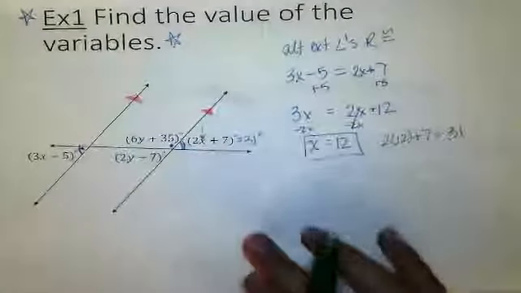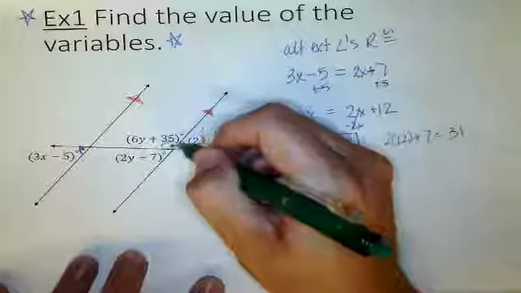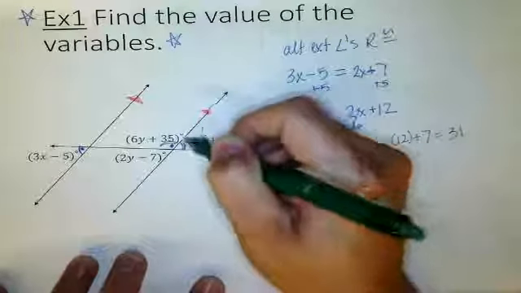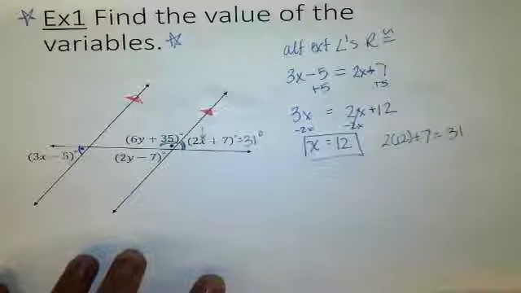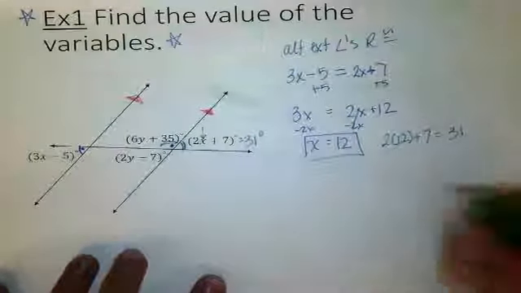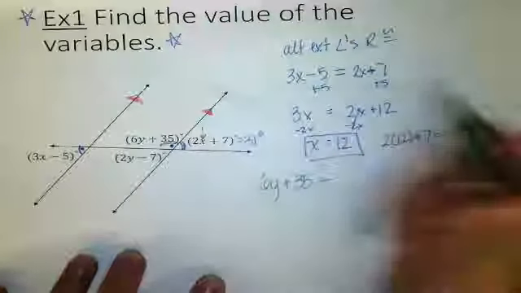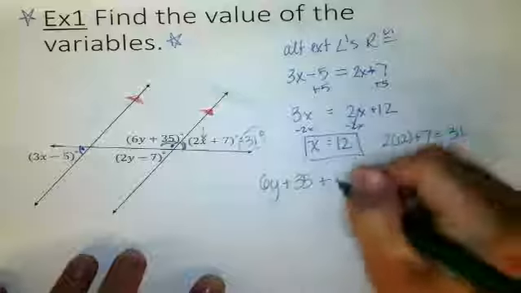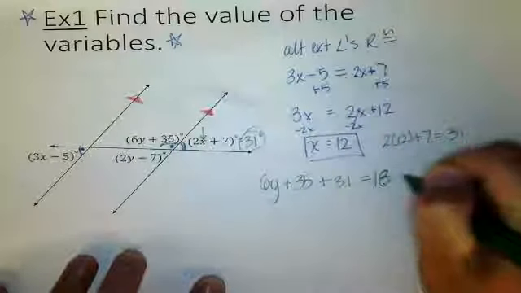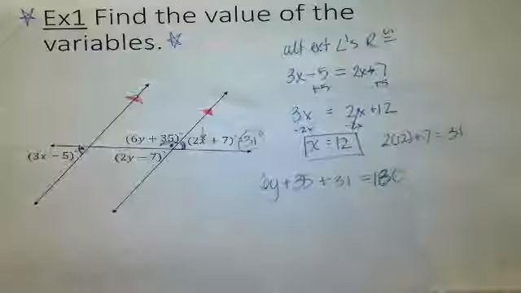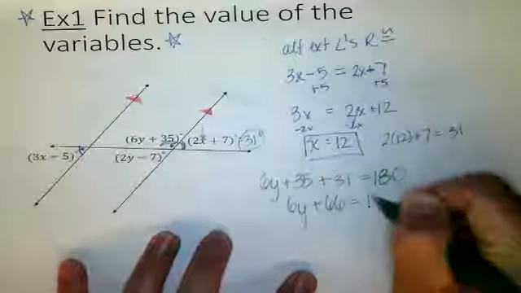And so then Adrian said 6y plus 35 and this 31 degree angle over here, they are what kind of angles? What is that called? They're supplementary. It's also a straight angle. So 6y plus 35 plus this 31 degree angle should equal 180 degrees, right? Okay. I sure hope so. 6y plus 66 equals 180.